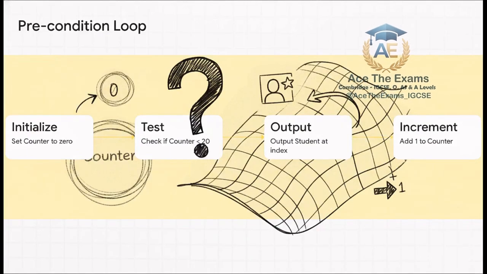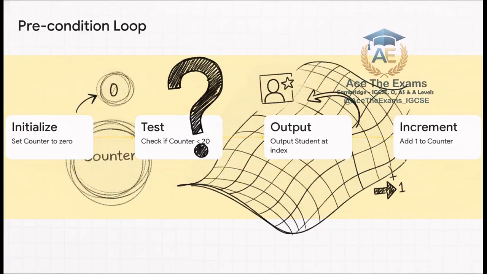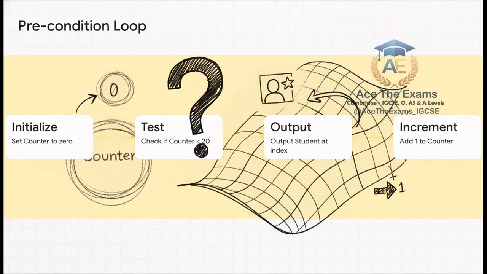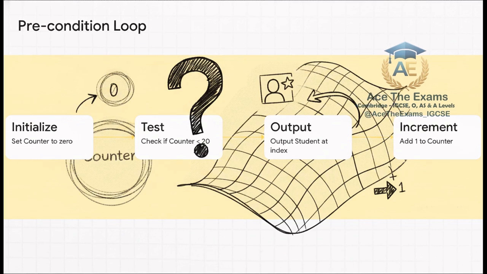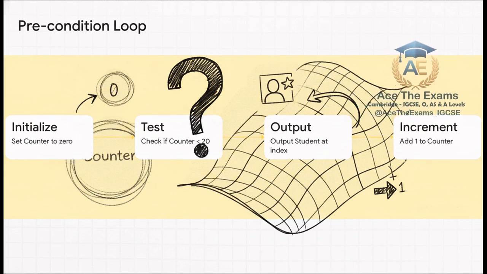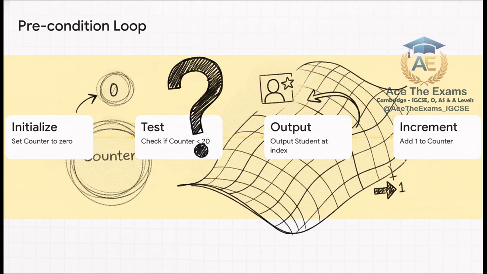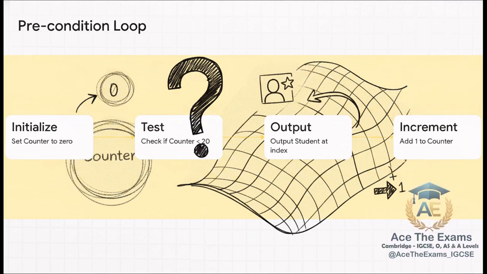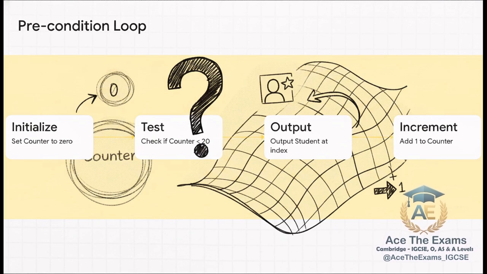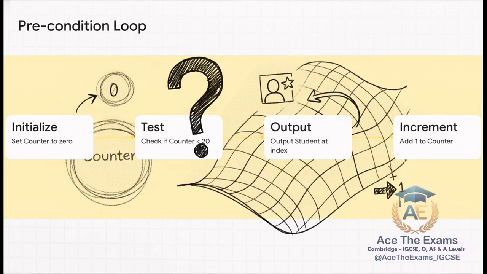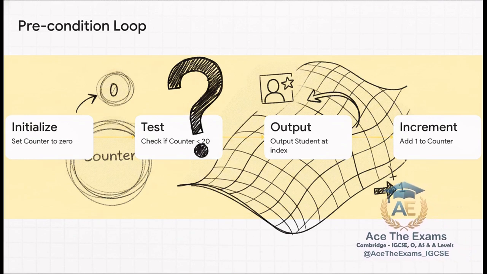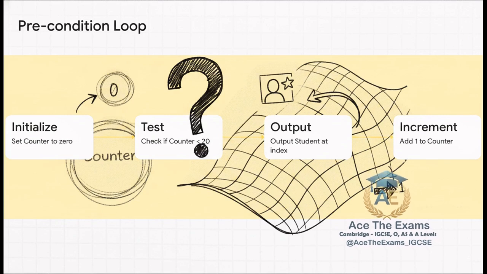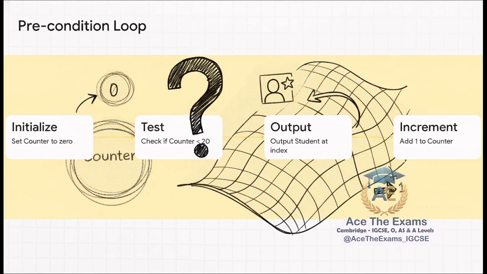So let's see how this builds into an actual preconditioned flowchart sequence. Step 1, you initialize your counter variable to 0. Step 2, and this is the absolutely crucial part, we test the condition immediately. We ask, is the counter less than 20? If yes, we move to step 3 and output the student at that specific index. Finally, step 4, we increment the counter by 1 and loop right back to the test. Now, because the test happens before the output, if our starting condition was somehow instantly false, the loop would safely bypass the output entirely. That is the magic safety net of a preconditioned loop.